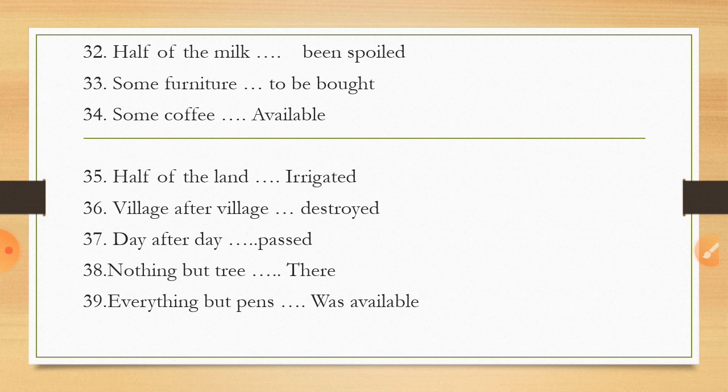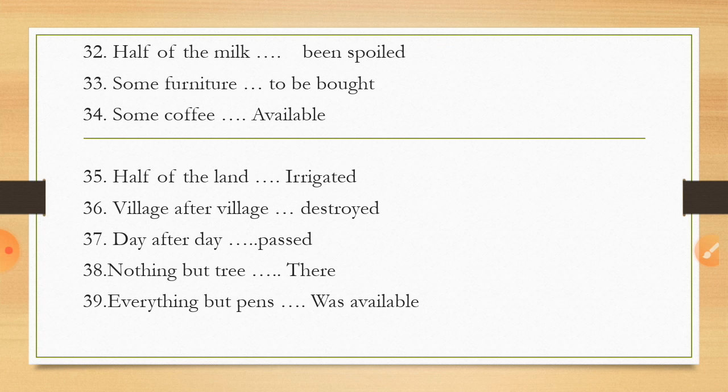Next, 30th, here we use a different rule. Nothing but trees is there. Everything but pens was available. Sorry, I have already provided the answer. So wherever you find nothing and everything, you have to use a singular verb.